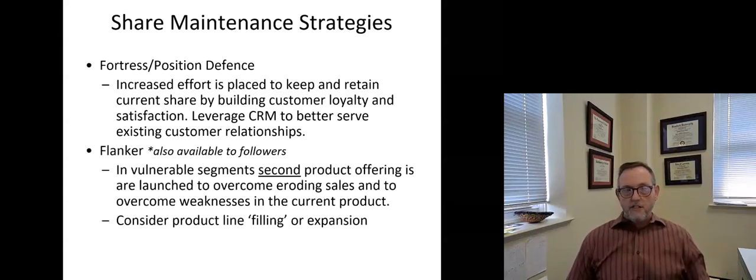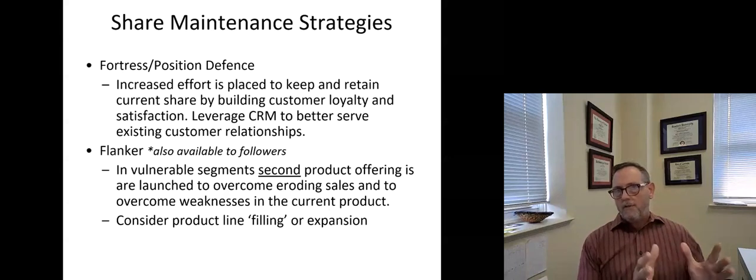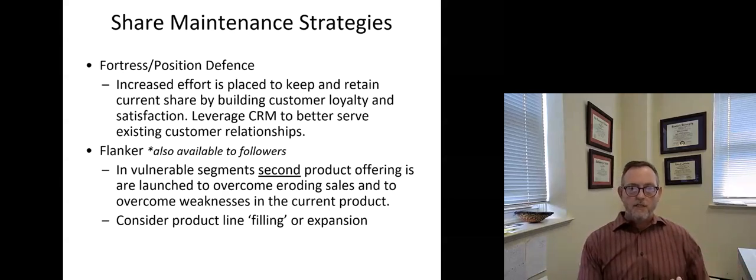The flanker position is an interesting one because it's also available to the followers as well. But you have a core group of customers, and what you're going to want to do is look for adjacent customers or customers that are close to or flank the customers that you currently offer your product to.